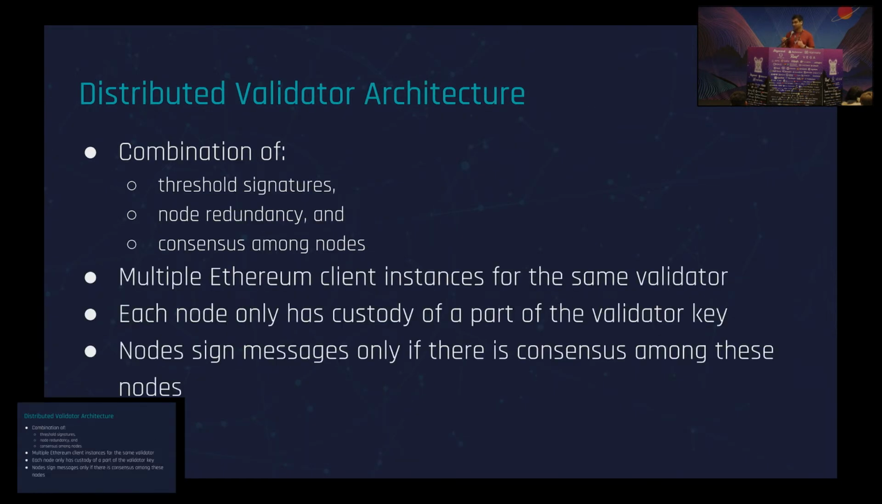So we use a combination of these three techniques, which is threshold signatures and recombination of those, redundancy in nodes, and consensus among these redundant nodes in our distributed validator architecture. So you have multiple client instances for the same validator. Each of these instances has a small piece of the staking key. None of the instances have the entire staking key. So if one of them gets compromised, an attacker gets into your machine, they don't get the entire staking key. They would have to violate security at multiple places. And the third technique we use is consensus among these redundant instances, so that all your instances vote in the same manner.